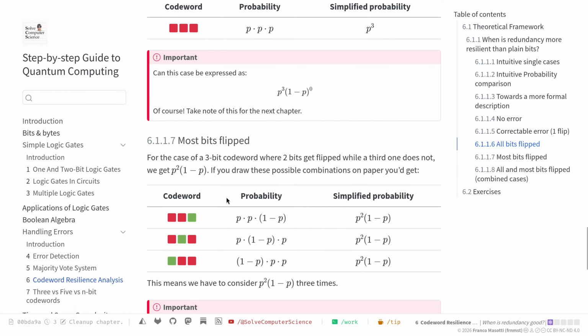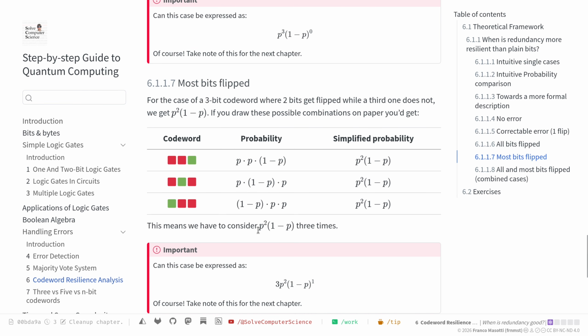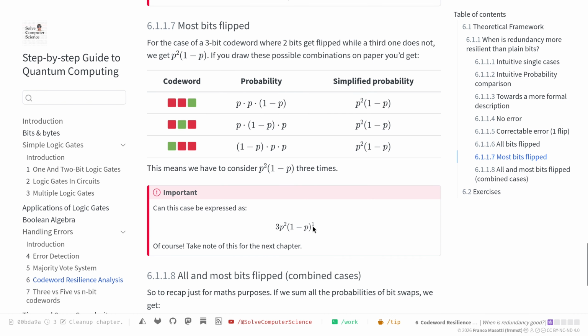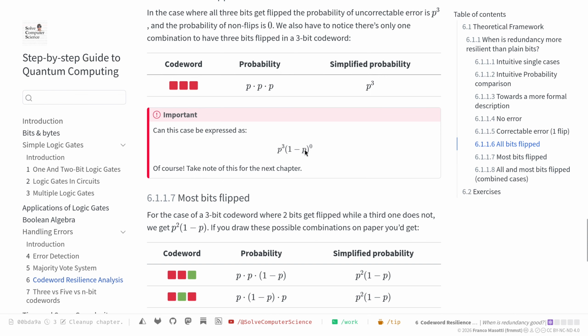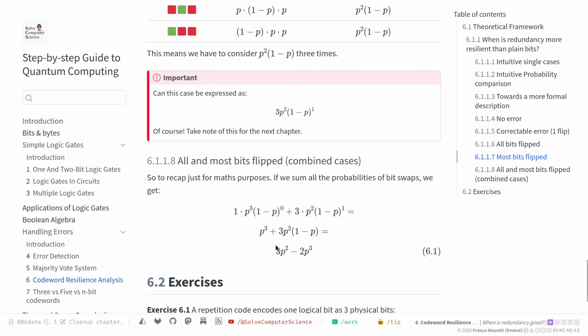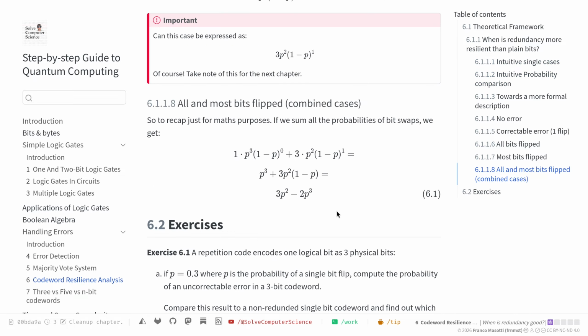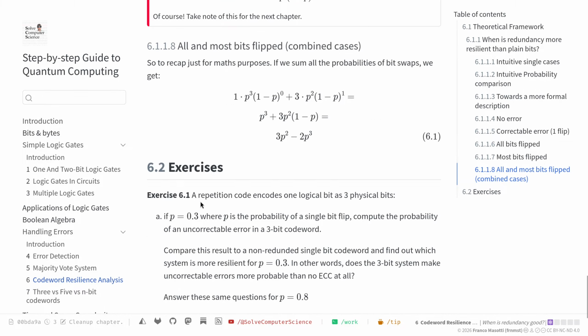Then we have the 2-bit flipped cases, which are these here, okay? And so of course this means we have to consider p squared times (1 minus p) three times. If you see here, we still have the power explicitly, like we did here. You solve it and you get the same result, of course, that we got here. So take note how this has been expressed, because as I said, we're going to use it in the next chapter. But now we're going to see an exercise.